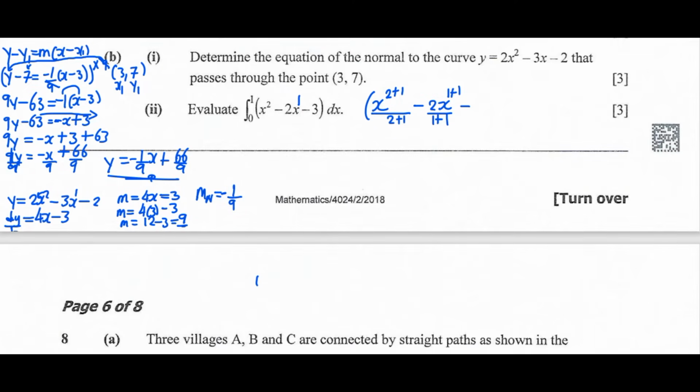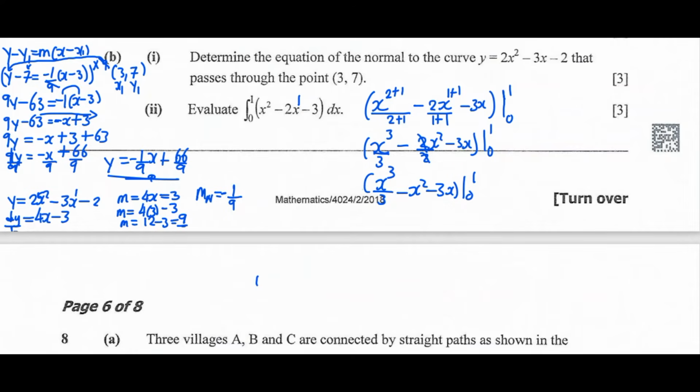Then what happens to the constant? The constant, you just multiply by x, so 3 becomes 3x. Then evaluating from 0 to 1. Let us see if we can simplify it. So x raised to the power 3 over 3 minus, here we have 2 over 2 x squared, minus 3x, evaluating from 0 to 1. Then we can cancel this one. If we cancel, we have x raised to the power 3 over 3 minus x squared minus 3x, then evaluating from 0 to 1.